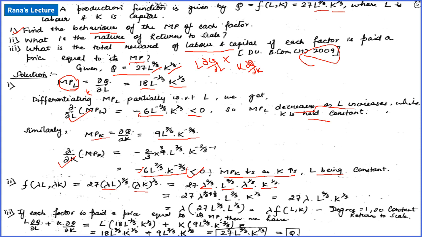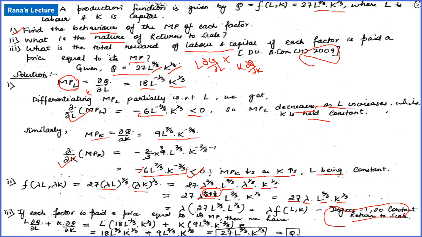lambda और lambda इनके पावर प्लस हो जाएंगे, बेस सेम है, right? So we get 27, right? So that will come out to be, this will be 3 by 3, so that is equal to 1. So lambda into L to the power 2 by 3, K to the power 1 by 3. Degree हमारा 1 है. See, we have a degree 1. So this is constant returns to scale.